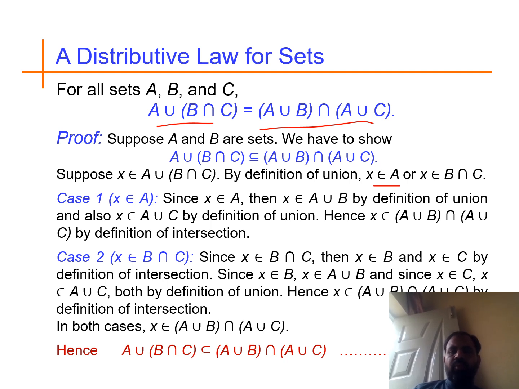Since X belongs to B, X belongs to A union B, and since X belongs to C, then X belongs to A union C. This is the definition of union. Hence X belongs to (A union B) intersection (A union C), by the definition of intersection. In both cases X belongs to A union B and A union C. So the element X from the left hand side also belongs to the right hand side. So the left hand side is a subset of the right hand side.